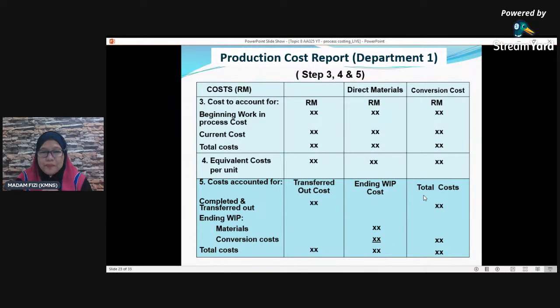Tak boleh brain ke? Okay, tak apa. Tengok je dulu format ini. Later on masa tutorial kita akan buat. And for step 3 and step 5, the total cost must be same. Jika tak sama, there must be something wrong somewhere. So you have to search for any error.